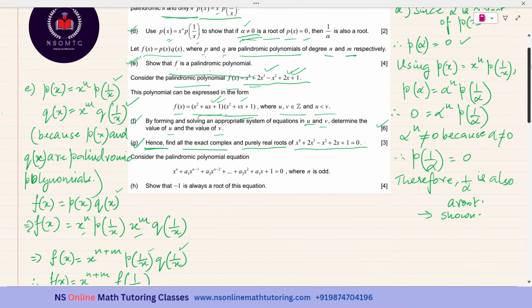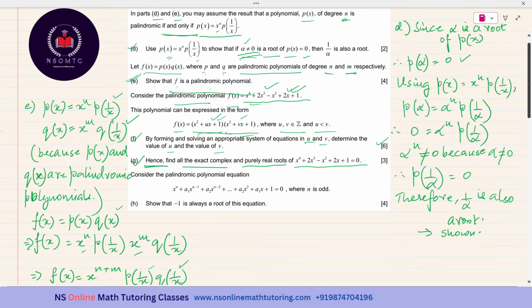Now we come to the last part of this question. Consider the palindromic polynomial equation x to the power of n plus a1 times x to the power of n minus 1 plus a2 times x to the power of n minus 2 plus dot dot dot plus a2 x square plus a1 x plus 1 equal to 0, where n is odd. Part H is saying: show that minus 1 is always a root of this equation.